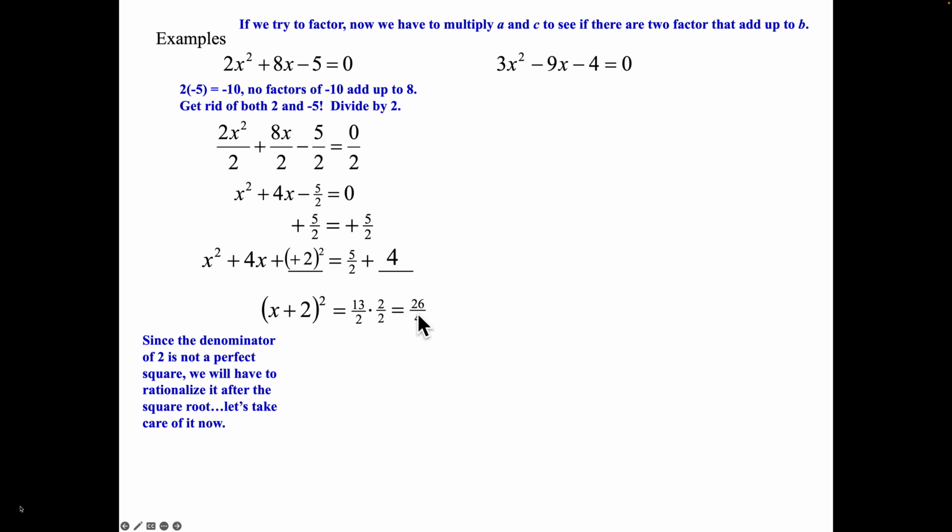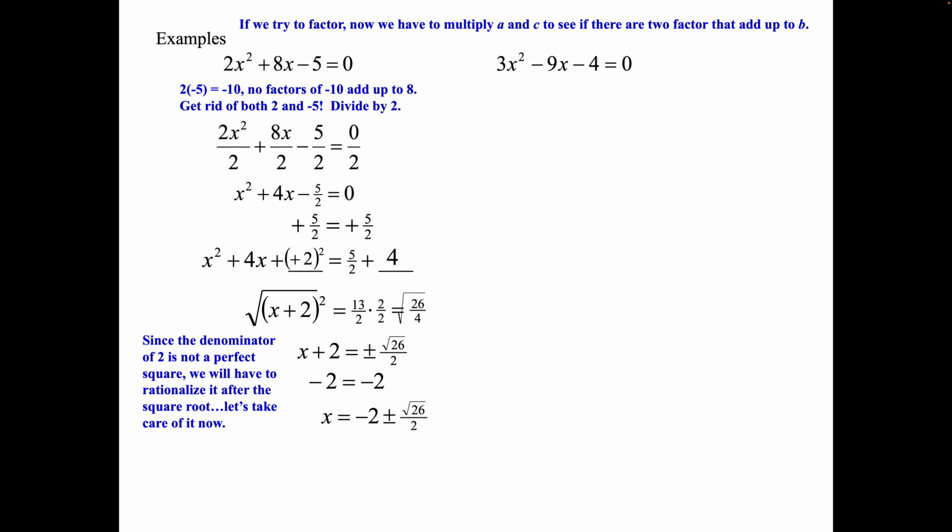That gives me a 4 on the bottom, 26 on the top. Now when I take the square root, I get plus or minus the square root of 26 over the square root of 4, which is 2. If you need a perfect square, you just multiply it by itself, top and bottom. Subtract the 2 over, sneak it in front of the plus or minus, and there you go, is my two answers. It is solved for.